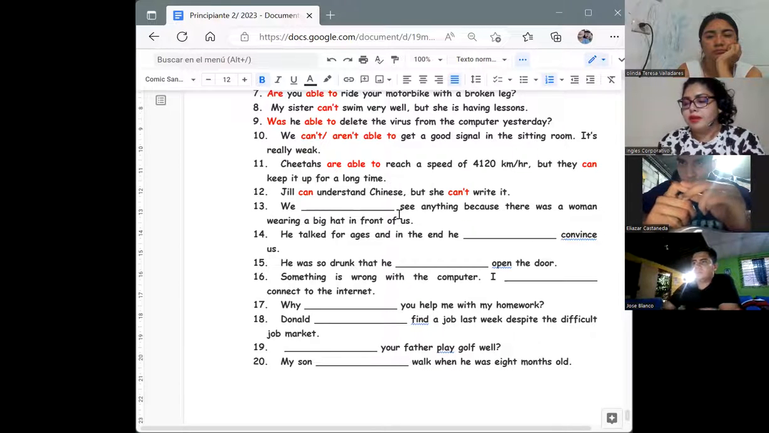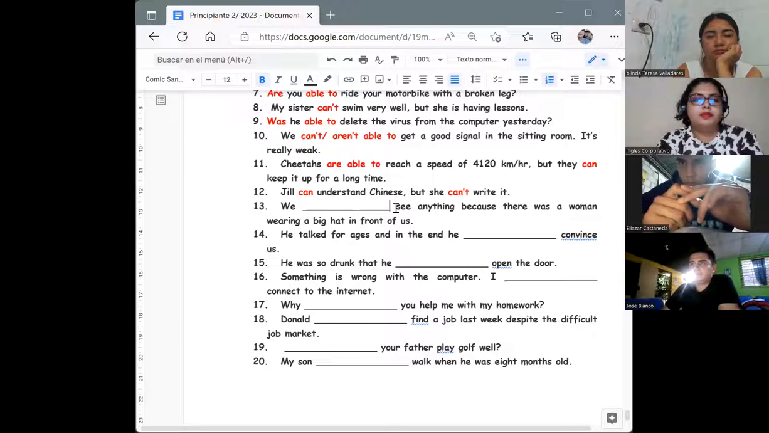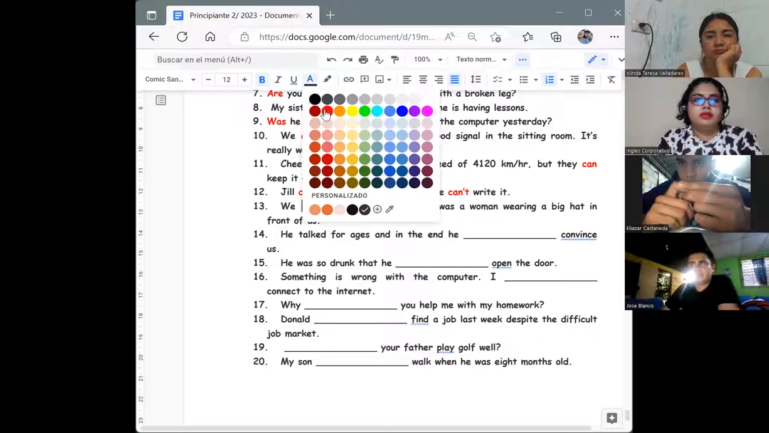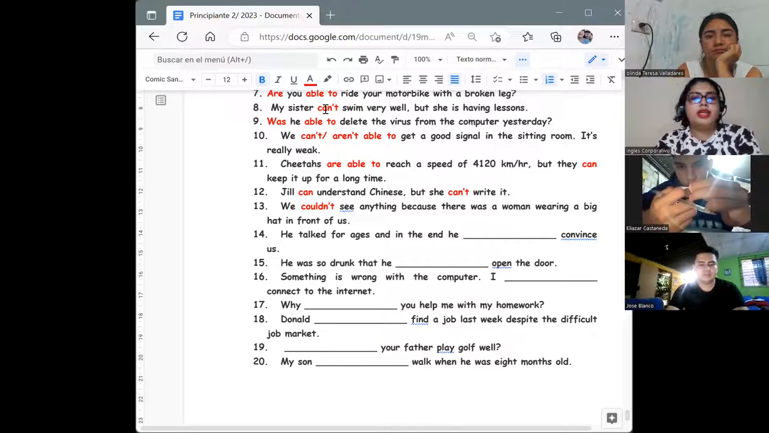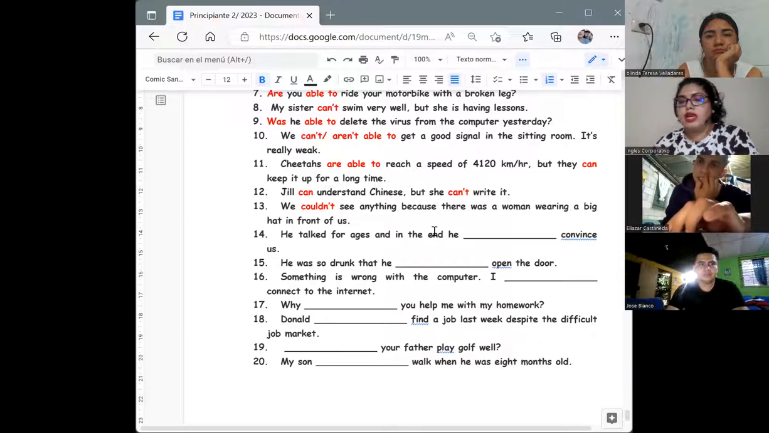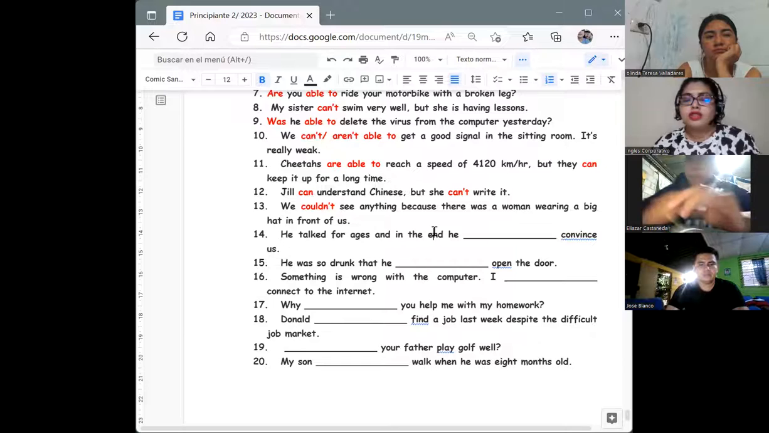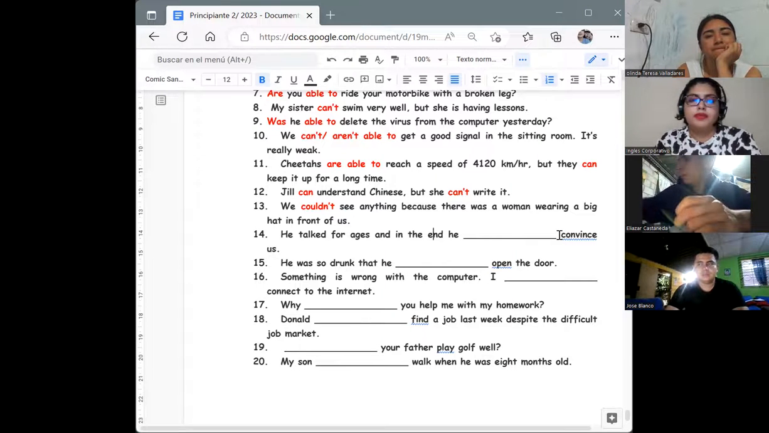Vamos con el número 13. We couldn't. We couldn't see anything because there was a woman wearing a big hat in front of us. No pudimos ver nada porque había una mujer usando un gran sombrero enfrente de nosotros. 14.